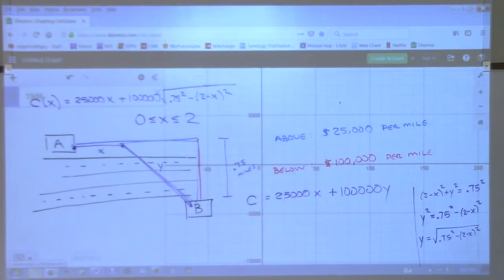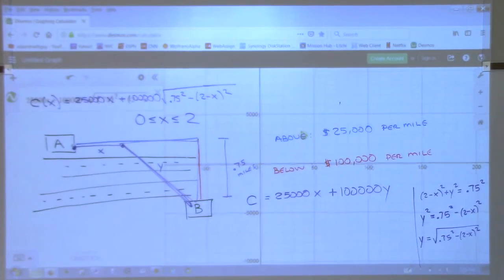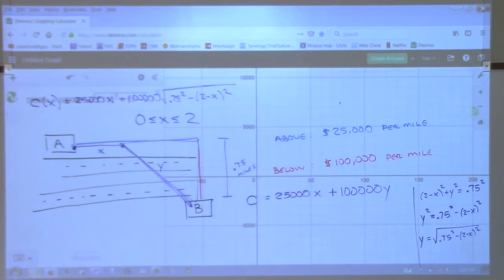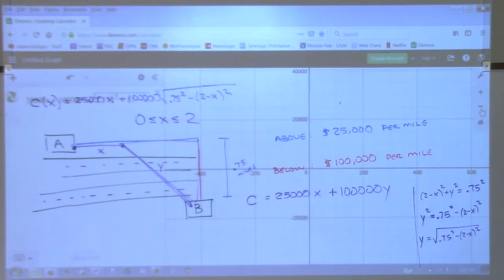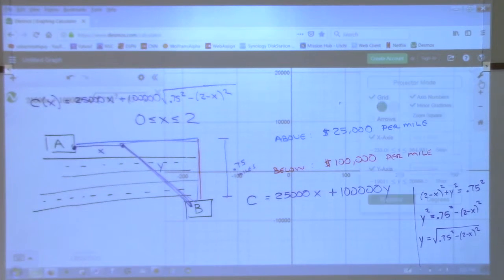25,000 x plus the square root of 0.75 squared, I'm excited about this one, minus 2 minus x squared. And then 100,000. Oh, yeah, I forgot the 100,000 way out there. Okay, I don't see the graph anywhere, which means this is expensive. No? Why is it not showing up? Oh, I see it up there. Okay, so I need to close my window out a little bit.